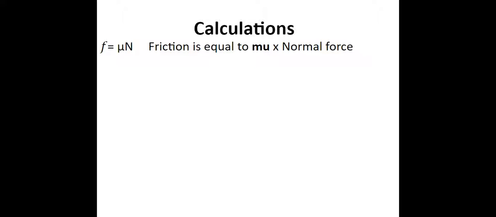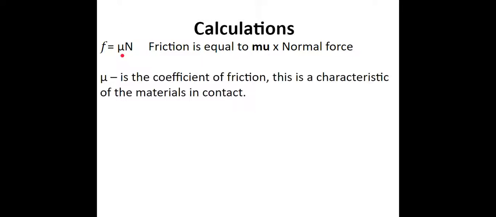As far as calculations are concerned, the formula for friction is mu times the normal force. This is how we write the force of friction. It's this cursive lowercase f, and then this symbol right here, mu, that's the coefficient of friction. That's a characteristic property of the materials that are in contact.